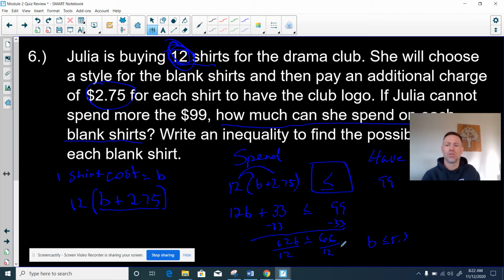Okay? So what does that mean? Well, that means the blank shirt cost has to be less than or equal to $5.50. So her maximum price for a blank shirt is $5.50. She can certainly spend less than that and save money. This is the maximum cost.